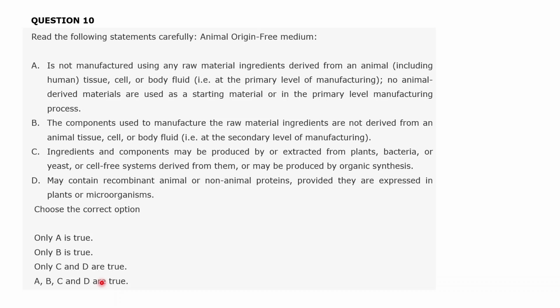Animal origin free media basically doesn't consist of any animal source. They don't have anything directly from any animal source.